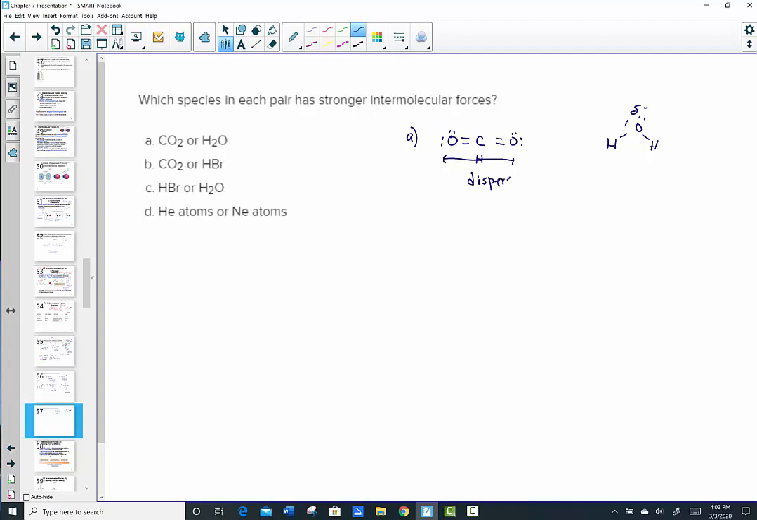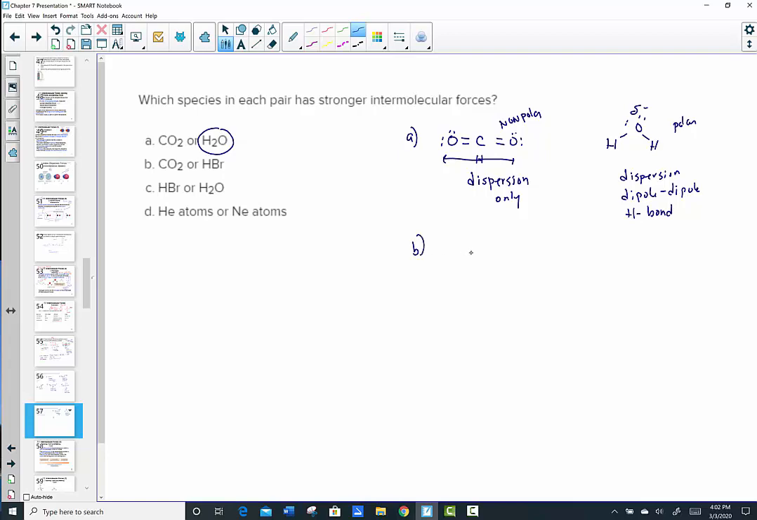Carbon dioxide would have dispersion forces only because it's nonpolar, a perfectly symmetrical molecule, just two domains, and each one of them leads to the exact same atom, an oxygen. So dispersion only. Whereas water not only has dispersion forces, this is polar, so it has dipole-dipole, and it meets the criteria for hydrogen bonding. Clearly, water is going to have a higher intermolecular attraction, stronger forces. Because it has stronger forces, we would expect it to have a higher boiling point, higher melting point, and so forth.